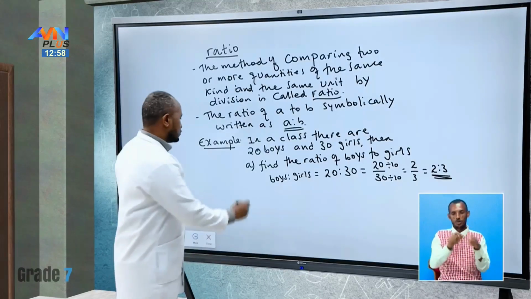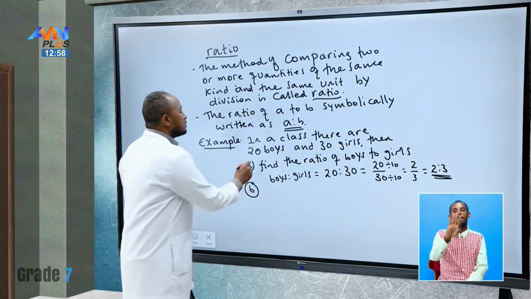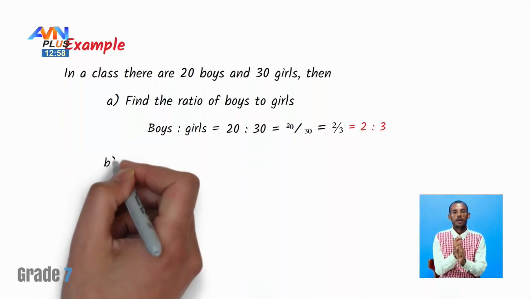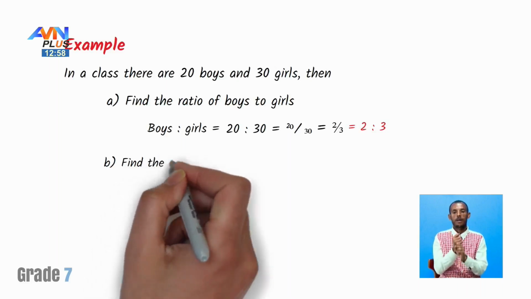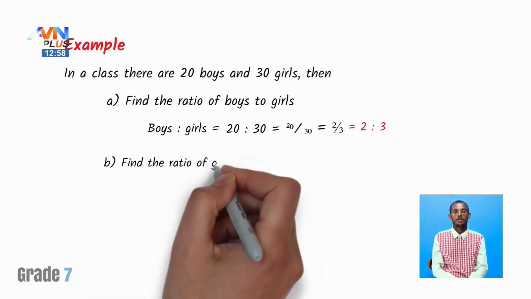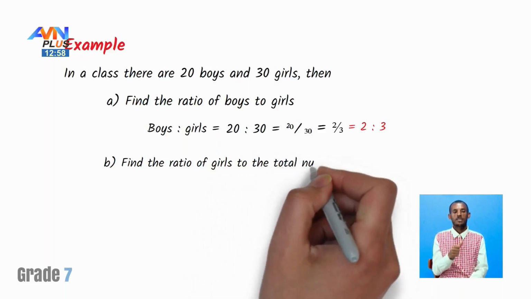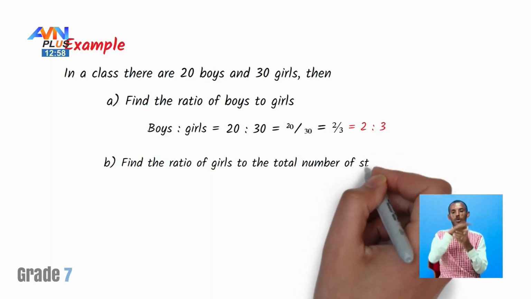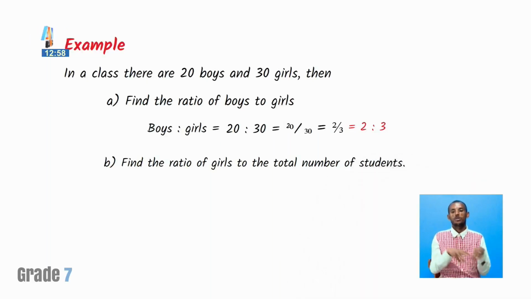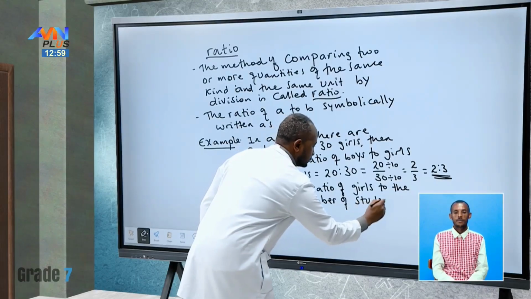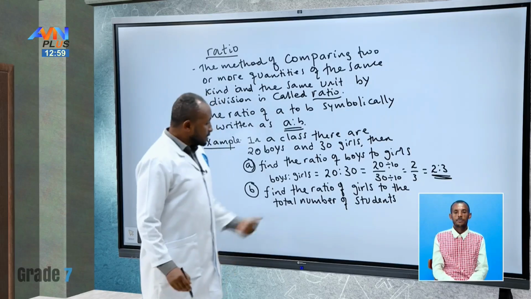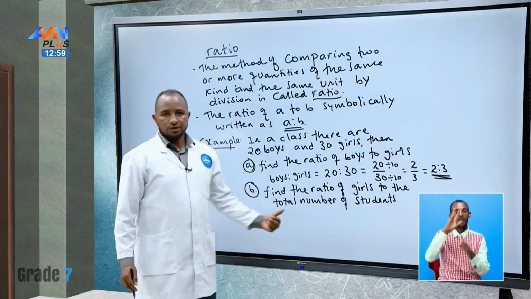So students, please try this one. B, find the ratio of girls to the total number of students. Please try this question. I'll give you 20 seconds for this.